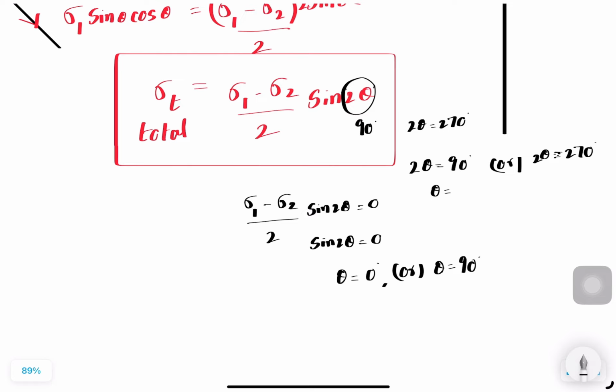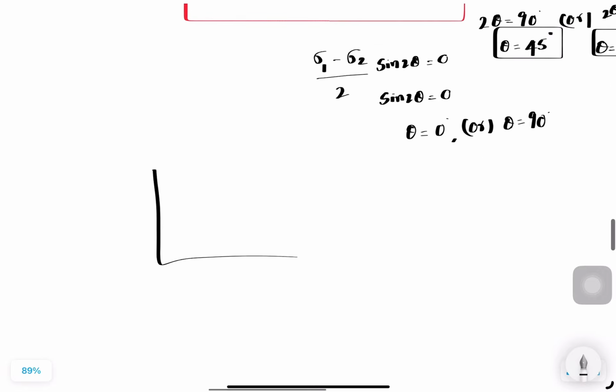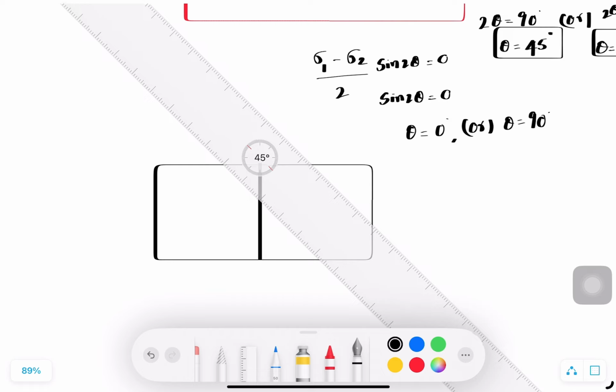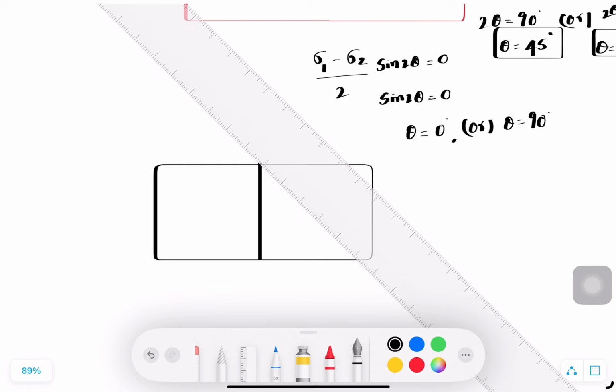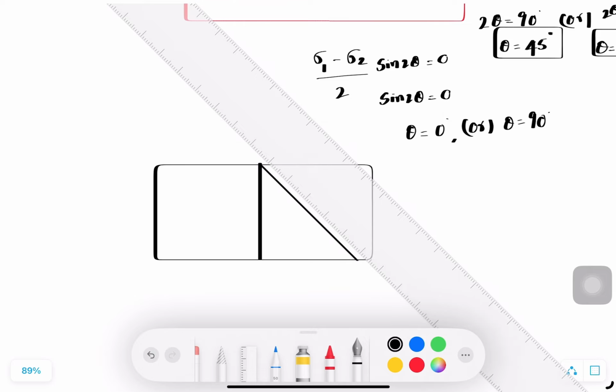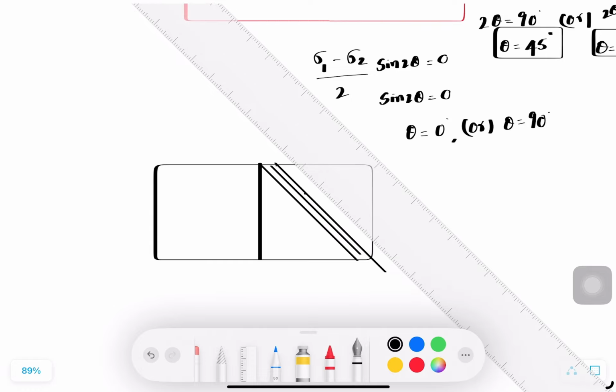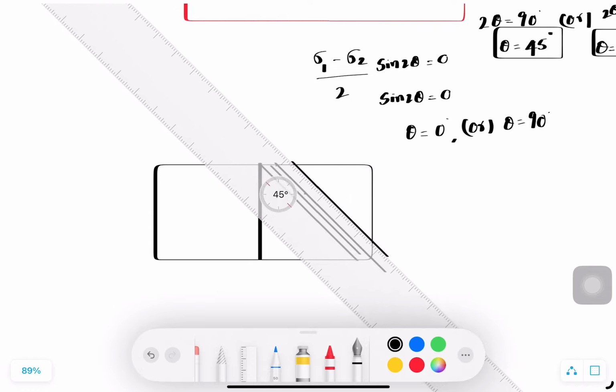So the value of the shear stress becomes maximum at 45 degree, or it becomes maximum at 135 degree. Okay. So here we go. Here is our rectangular member. This is the reference line, and it becomes maximum at an angle of 45 degrees. So on this plane, and on all the planes that are parallel to these planes, the shear stress is maximum.